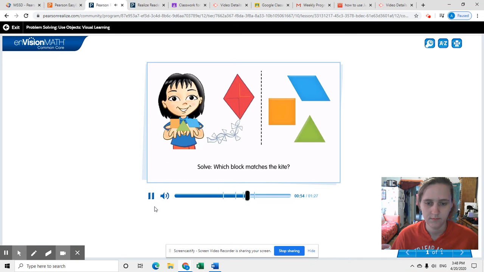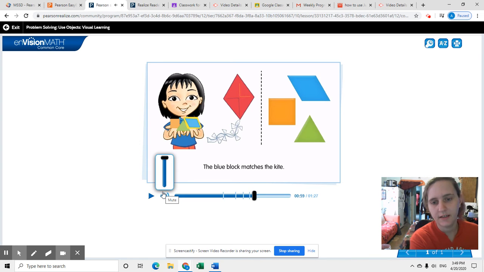Solve. Which block matches the kite? The blue block matches the kite. So she put that blue block right on top of the kite. It's going to fit over it. But if she put the green block, the triangle, it would only cover about half of it. And the square wouldn't cover it. Okay?